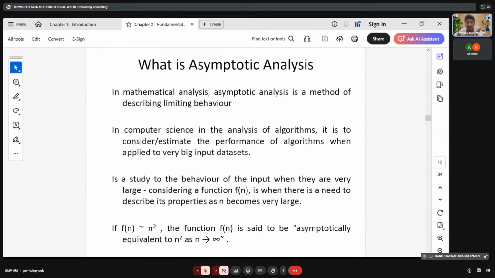Considering a function f(n), there is a need to describe its properties as n becomes very large. If f(n) is n power 2, then the function f(n) is said to be asymptotically equivalent to n power 2 as n goes to infinity.